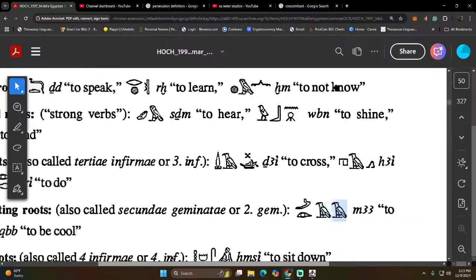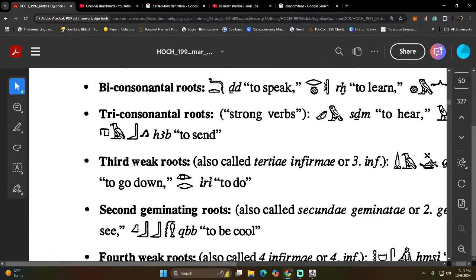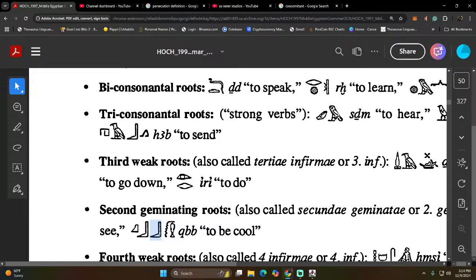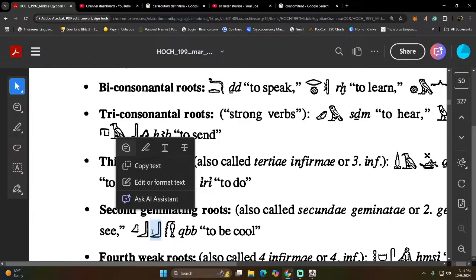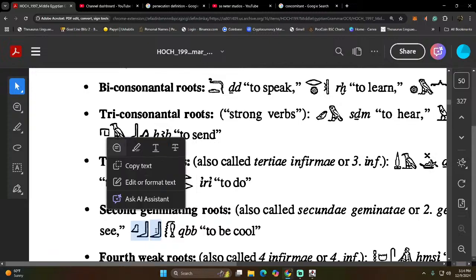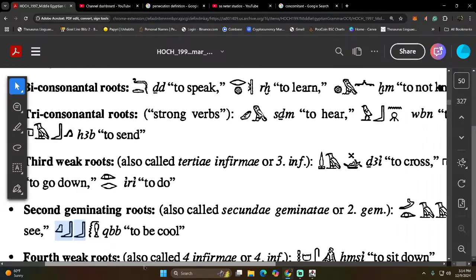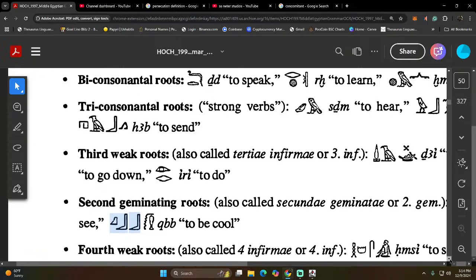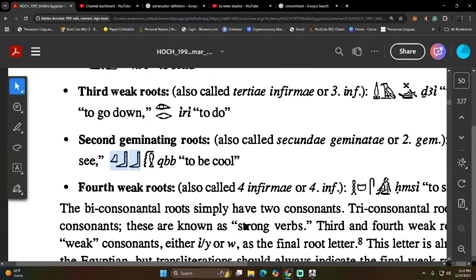But they saying that this is a second germinating root. So they ain't saying that this didn't germinate to form a new word. This is already the root. With the second, now we got to talk about this, because quabab would be the word that you would actually pronounce, to stress the word for some strange reason. But that is something that we know as a second germinating root. Then we got the fourth weak root, so you already know what that means.